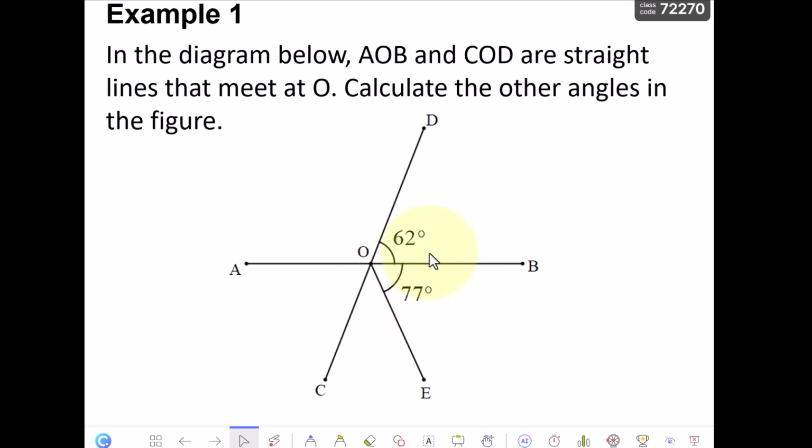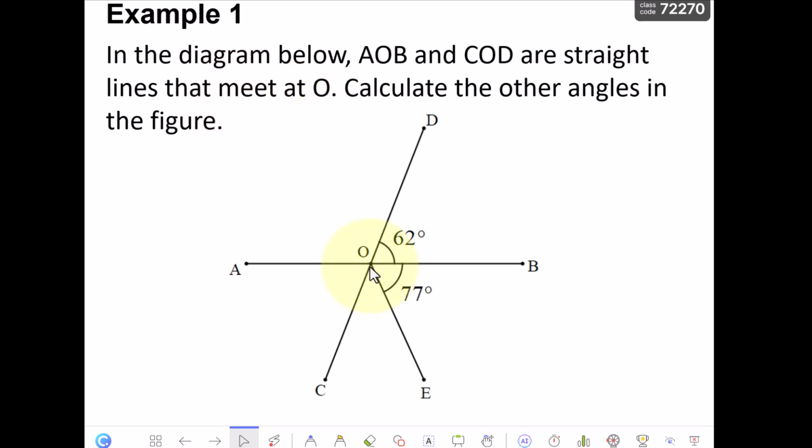Now this is example 2. You see in example 2, let's read the instruction before we start. It says in the diagram below, AOB, this is AOB, you can see it's on a straight line. So even without telling you, you can see that it's straight. So AOB is a straight line. Then COD, see COD, this is another straight line. COD, they are all straight lines and they meet at where?